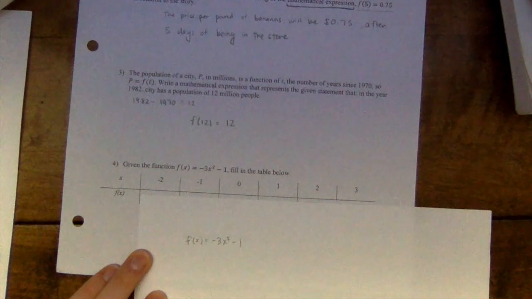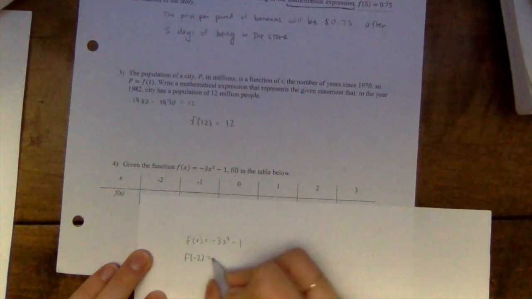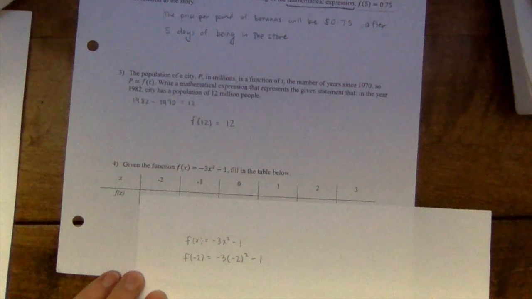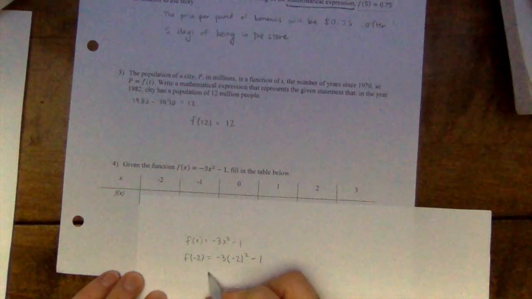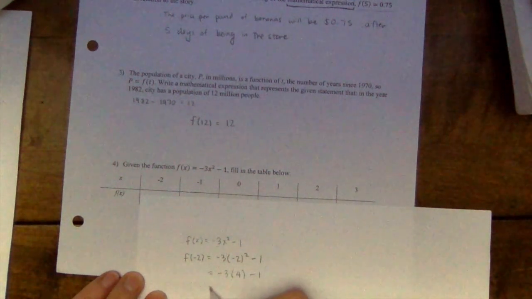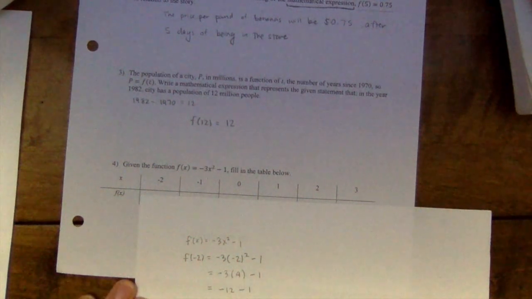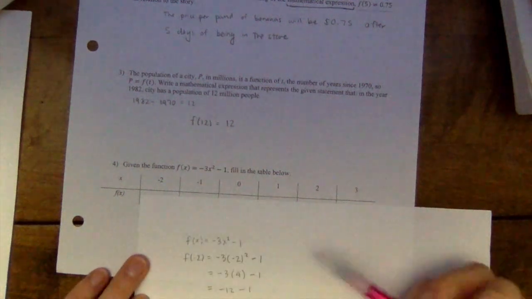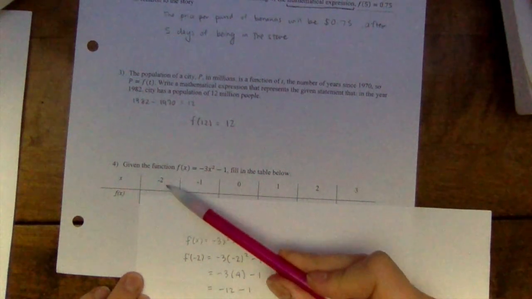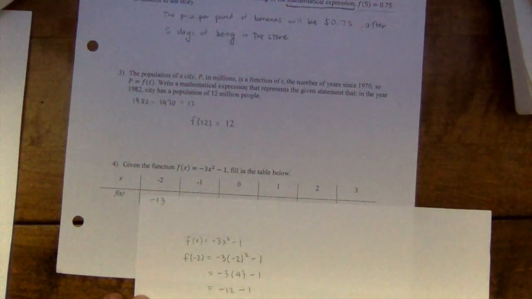So what I want to do is everywhere that I see an x, replace it with -2. And then let's do some simplification. So the function value of my formula at x equals -2 is -13.